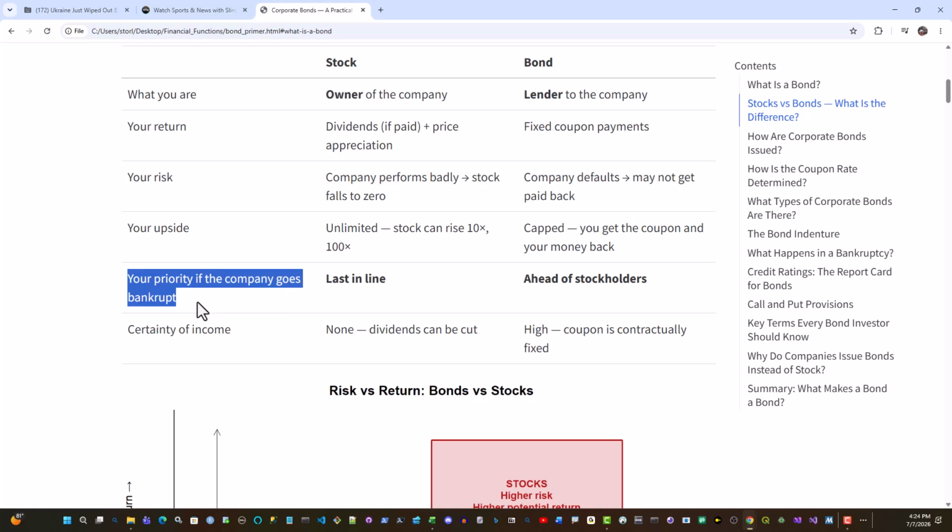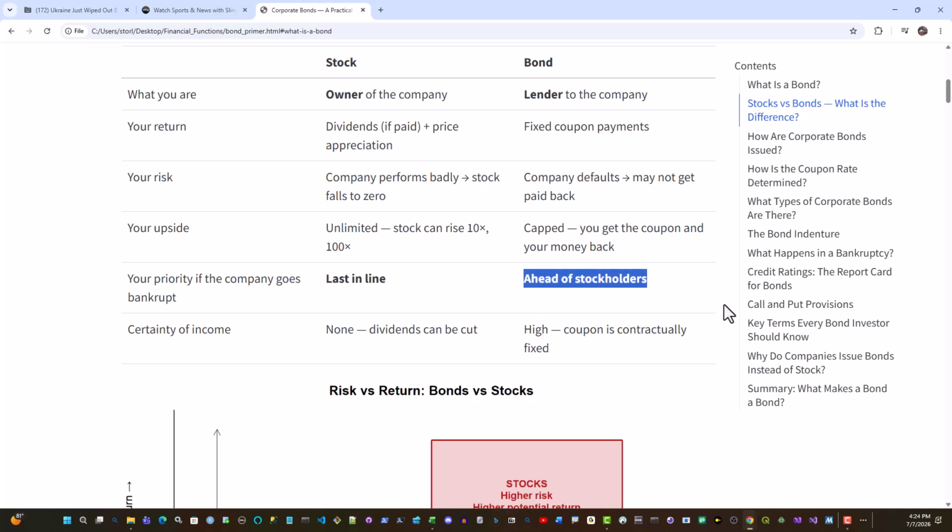So here you can see, if you go bankrupt, you'll be the last in line to get your money if you're a stockholder. You'll be the first in line if you are a bondholder over the stockholders. There's typically a pecking order, and the bondholders will always get paid first, ahead of the preferred stockholders. And then, of course, the common stockholders get paid last, whatever is left over. So they get all the spoils.